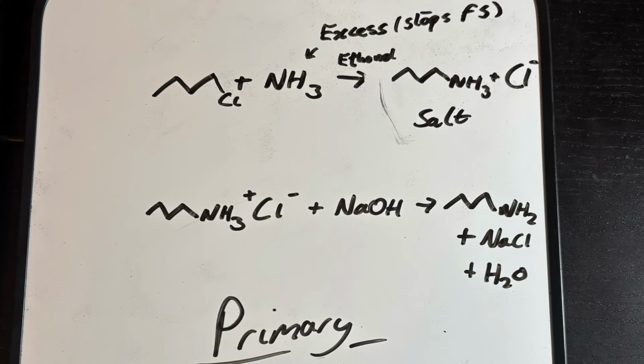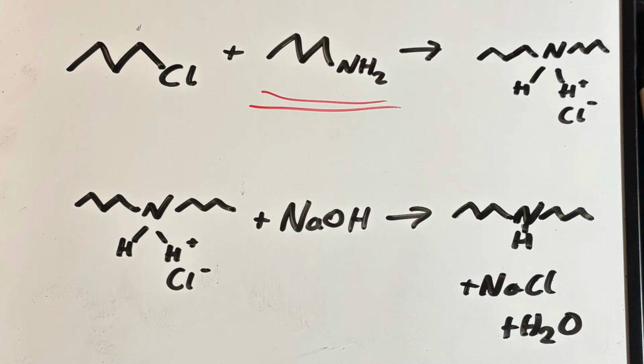And likewise, you can do the reverse, so you take a chlorohydrocarbon and you react it with excess ammonia to form a salt. And you can take this salt and react it with sodium hydroxide to form an amine, sodium chloride, and water. And it recreates that primary amine. Reacting a haloalkane with an amine gives you a secondary amine. And if you want to create a tertiary amine, you can just use a secondary amine rather than a primary amine.